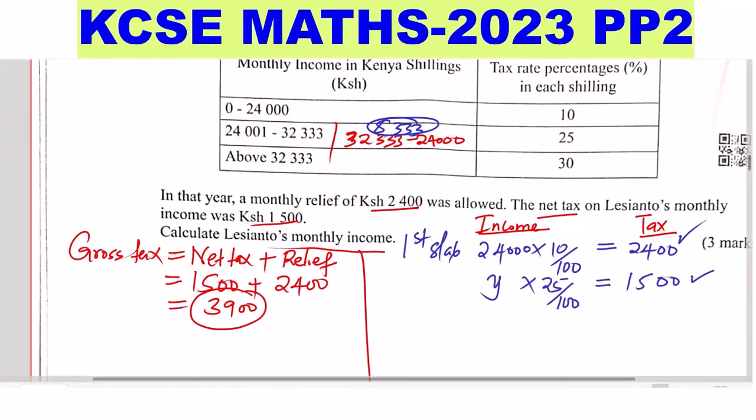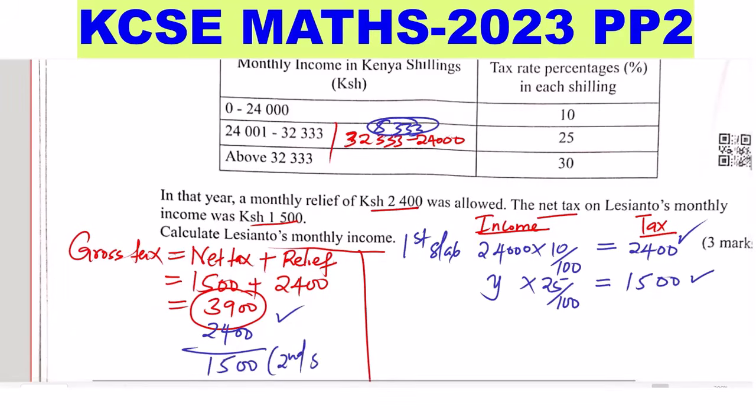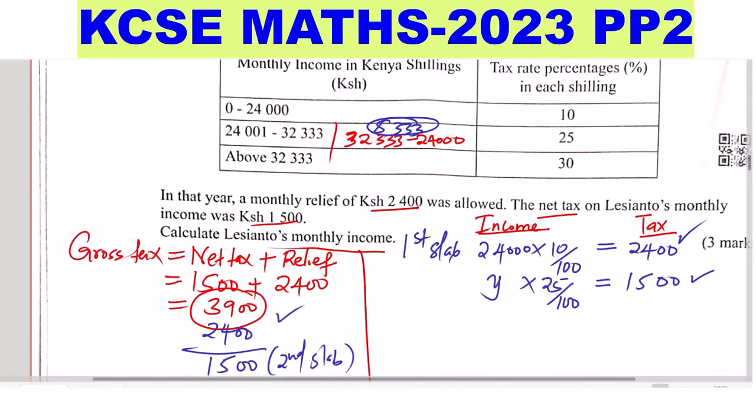Why 1,500? Because we want to get a total tax of 3,900. In the first slab, we already have 2,400. The total tax that you are targeting is 3,900. So what is remaining in the second slab? In the second slab, we must have a tax of 1,500. So that is why we are subtracting 3,900 minus 2,400, and this will give 1,500. So this is what is going to the second slab. That is the tax that must be there.